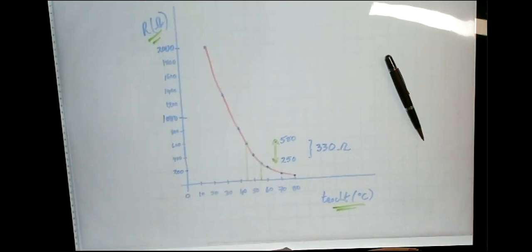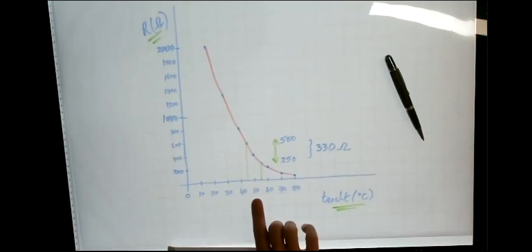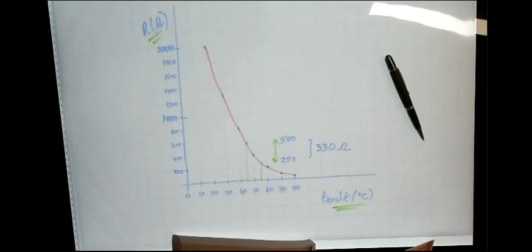Question in the investigation: why is the thermistor usually immersed in oil rather than in water? In oil the temperature changes gradually, whereas in water it changes quickly, so the current and resistance change quickly too. In oil, from 20, 30, 40, 50, 60, it changes gradually, so it is easier to take readings.